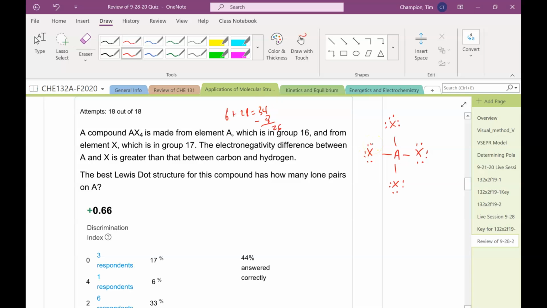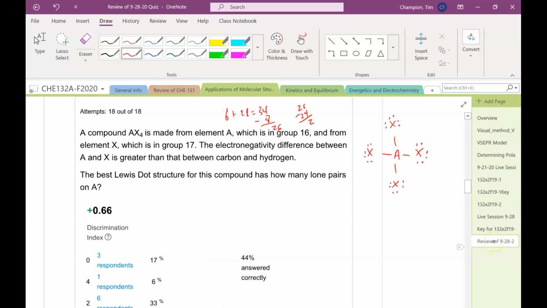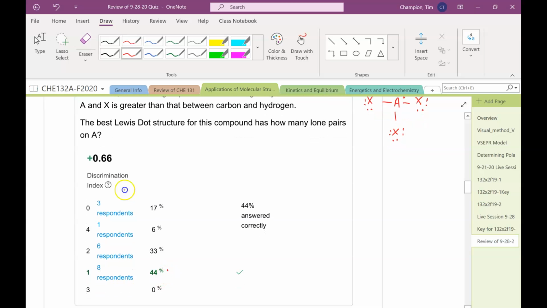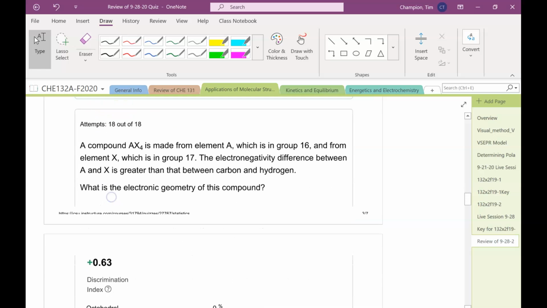And at this moment, everybody has now met the octet rule, but we've got 2 electrons left over. This is clearly a case where we have an expanded octet, and those remaining electrons go on the central atom. So the correct response here was 1, which again 44% of you got, so that's not bad.